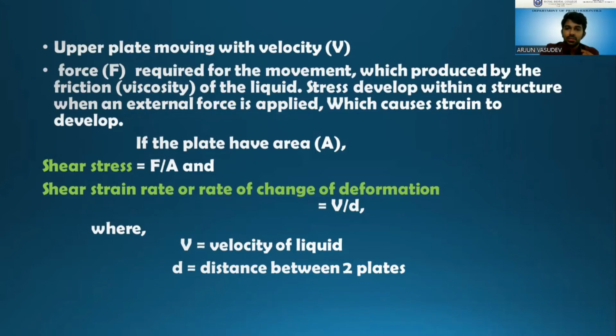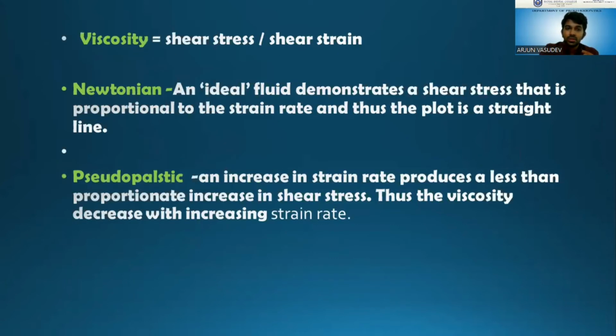Stress develops within the structure when an external force is applied, which causes a strain to develop. So if the plate has an area A, the shear stress is equal to force divided by area. The shear strain rate, or rate of change of deformation, is V by D, where V is the velocity of the liquid and D is the distance between the two plates, that is, the movement happening on the upper plate or the lower plate.